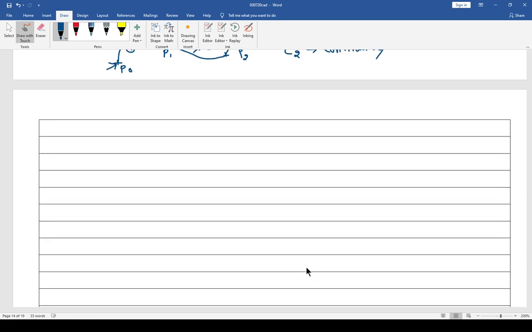Come on, type the answer quickly. What do you mean by C2 continuity?